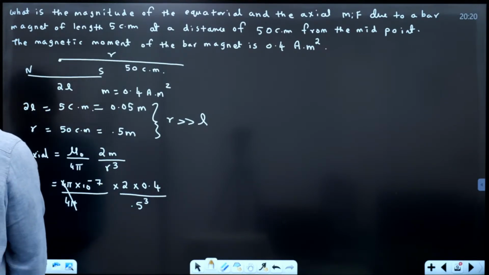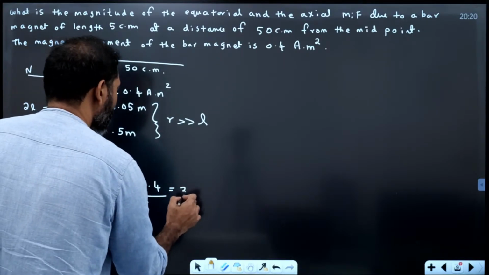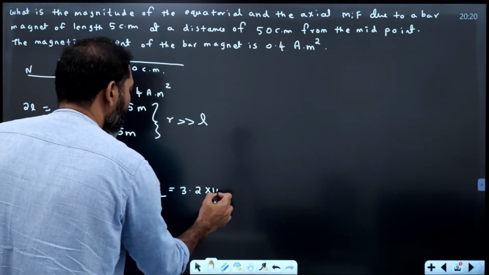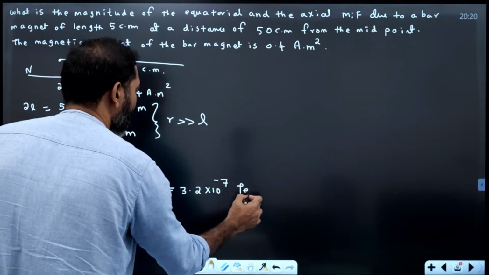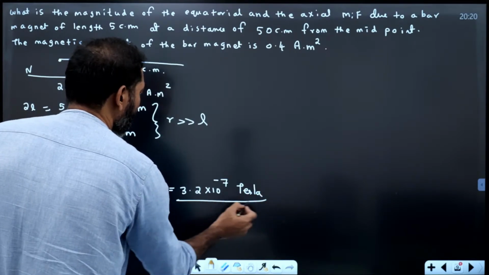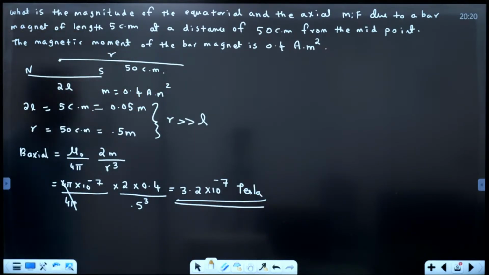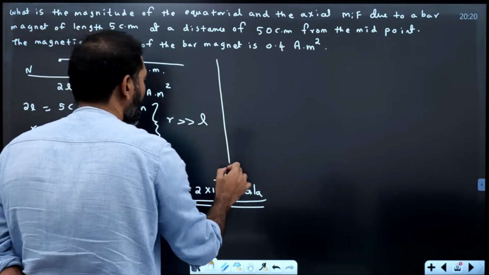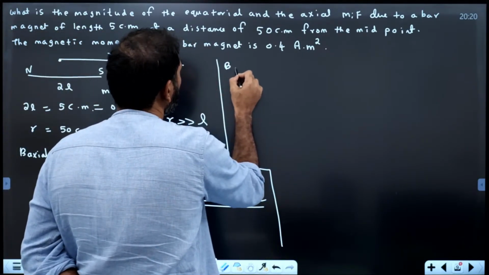0.5 cube. If you solve that, you will get the answer 3.2 into 10 raised to minus 7 Tesla. Since we are finding out magnetic field, your answer should be 3.2 into 10 raised to minus 7 Tesla. That was about axial point. Now let's see equatorial point.